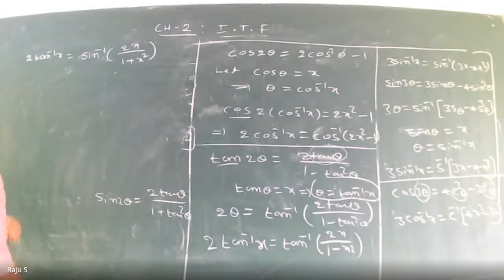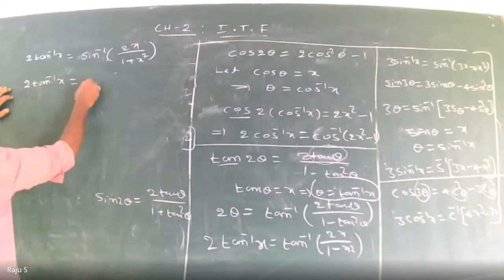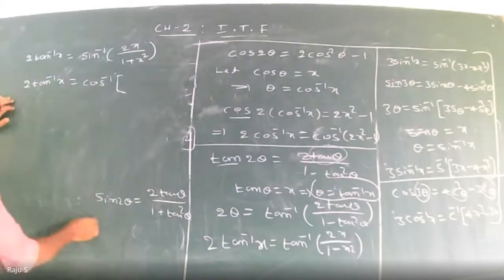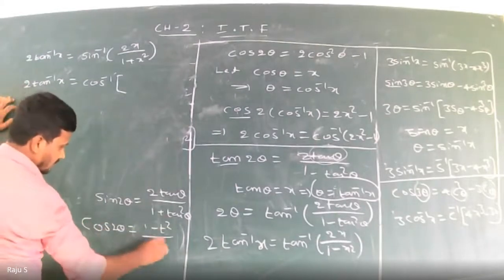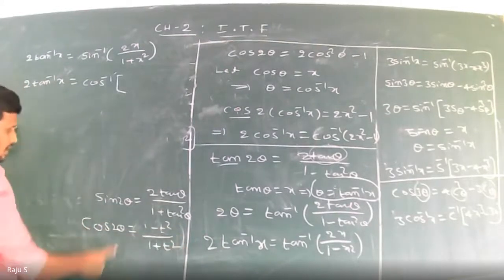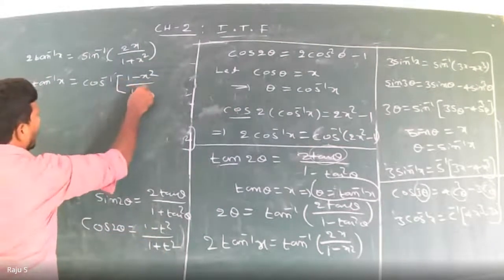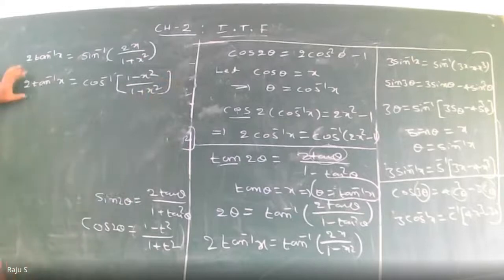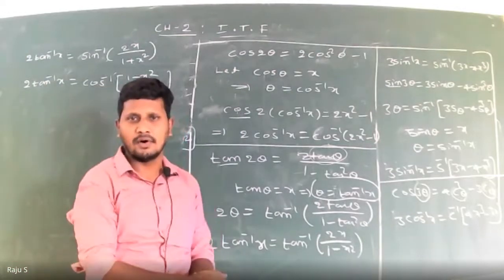Okay. And 2 tan inverse x is equal to cos inverse of... Okay, what is the cos 2 theta formula in terms of tan? 1 minus tan square by 1 plus tan square. Yes or no? 1 minus tan square by 1 plus tan square, here 1 minus x square by 1 plus x square. That's it. This is the 2 tan inverse x, 3 formulas are there. You should remember all 3 formulas.